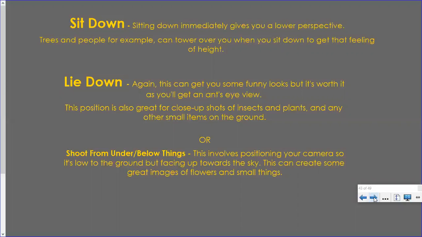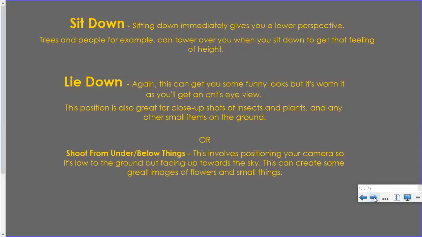So think about if you're taking a picture of your dog and you're looking down at your dog when you take the picture. Try actually sitting down next to your dog and getting like a more up close and personal level because you're at the same height. Another thing you can do is try lying down.